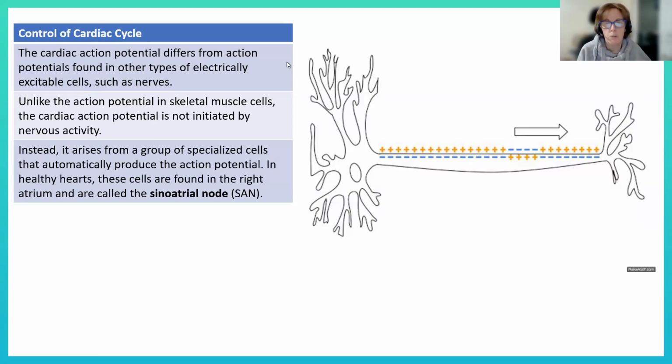Are the sodium and potassium recycled? Yeah, they're recycled. But we can gain them from nutrition. But they're recycled and reused.